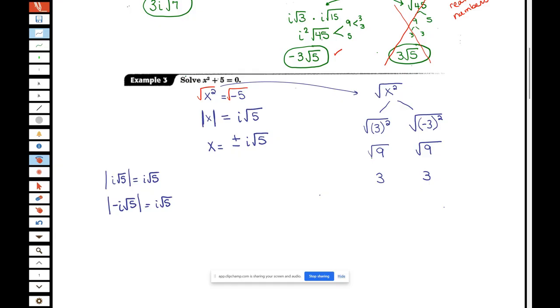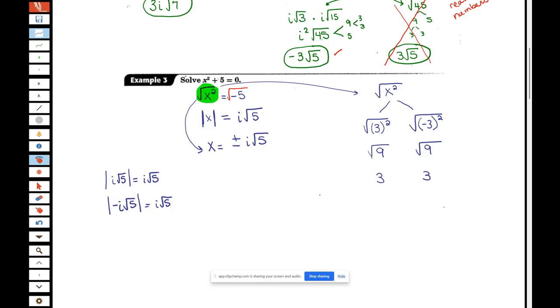So whenever you have to take the square root of x squared, you can assume that it's going to be plus or minus the square root of the number on the right. I know you did the square root in Algebra 1, but you probably didn't understand, or maybe it wasn't explained, why, in terms of absolute value.